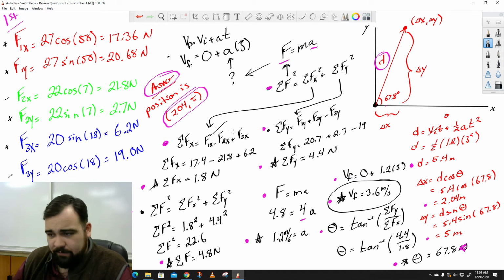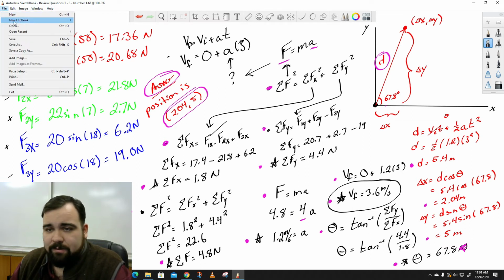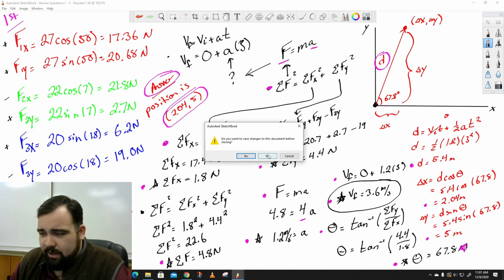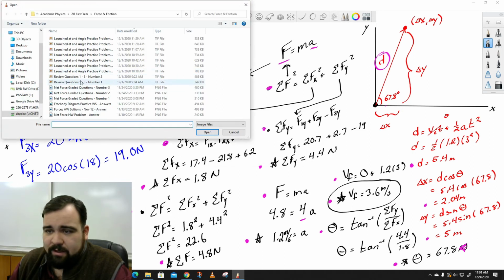So that's it for number 1. Finding v_f, finding a, and then eventually locations. But to get to those things, we have to solve for multiple other things in the process. Now I want to go ahead and go to the next one.